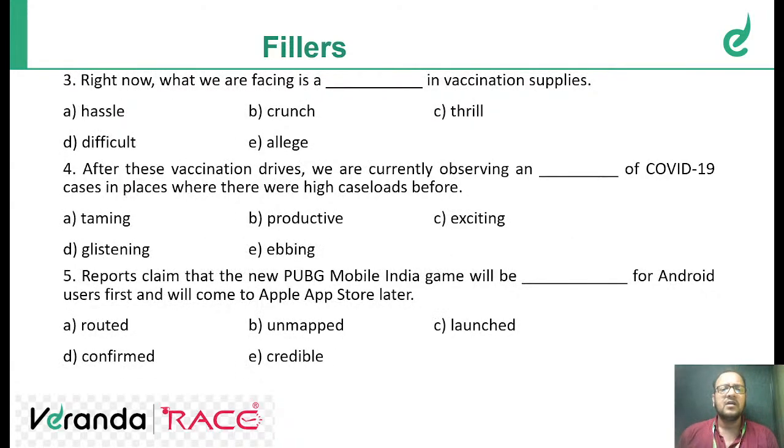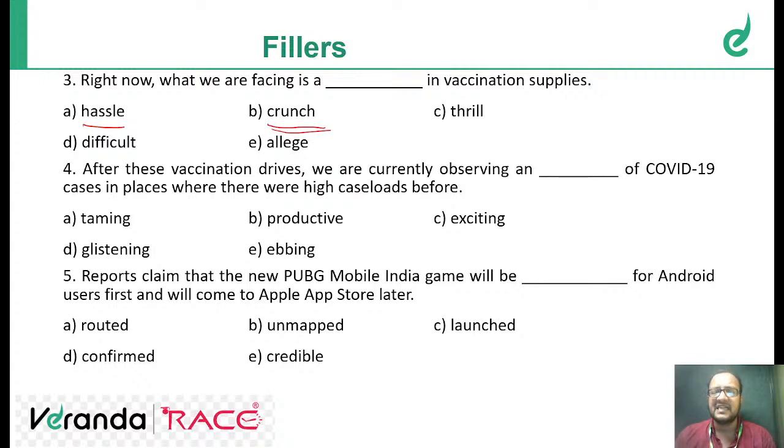Right now what we are facing is a dash in vaccination supplies. So let us not talk about the contemporary issue. Let us see what the word should fit here. Right now facing a hassle. Hassle can be a word because it shows that there is a problem, a bottleneck. But crunch means deficit, paucity, scarcity. So I think this is the correct answer. Right now what we're facing is a crunch in vaccination supplies.